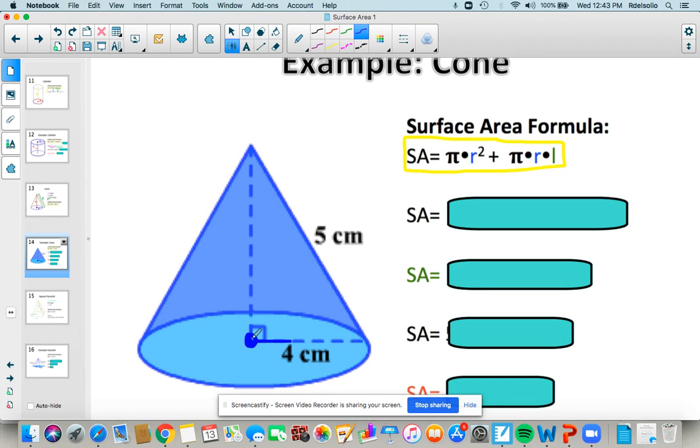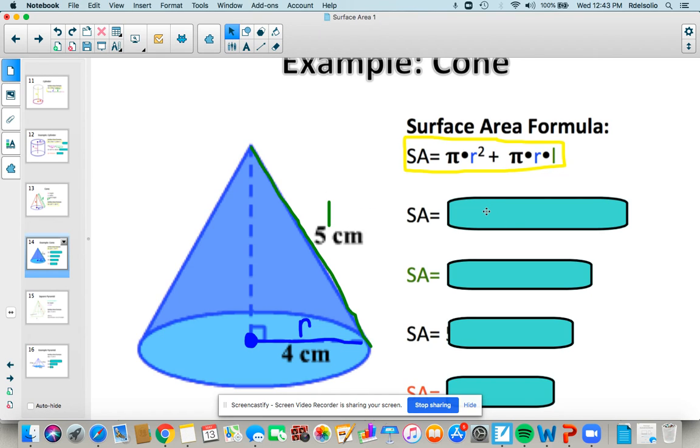Let's identify our parts. First, let's identify our radius, the r. The radius is with the circle at the bottom. The bottom is a circle, the base is a circle. We go from the center to the edge, and this is our radius. So 4 is our radius. And our slant height, remember, you can think of it like the side of the triangle here, or the side of this figure. It's the tilted side. It's not straight. So this is our slant height, this is our L. So our L is 5.